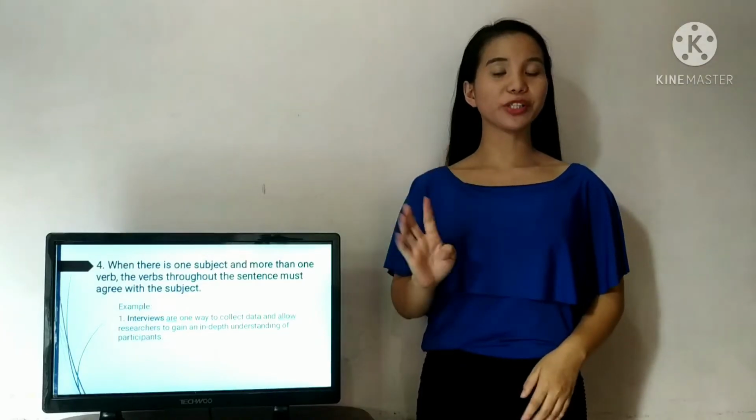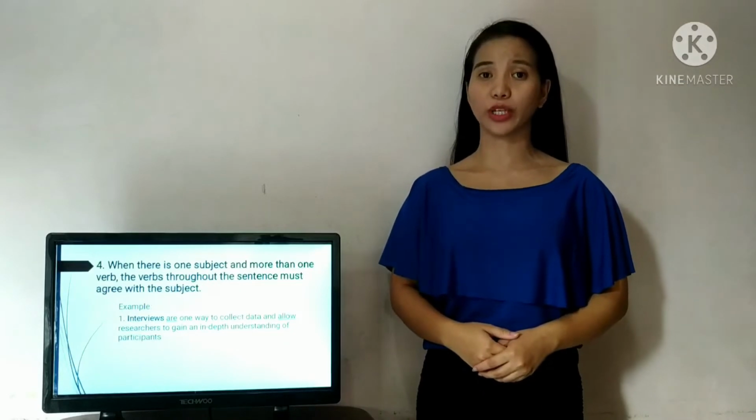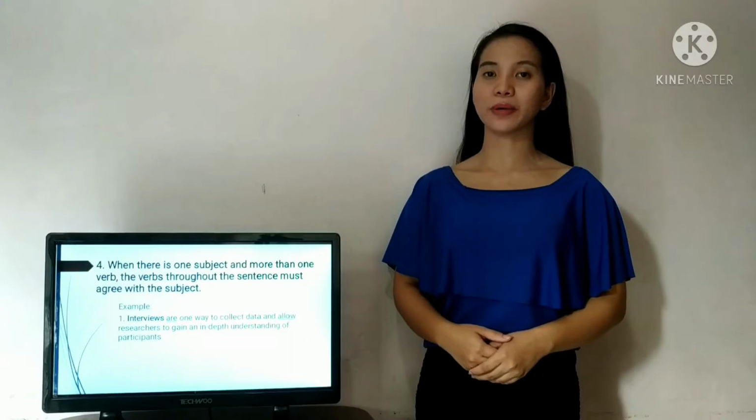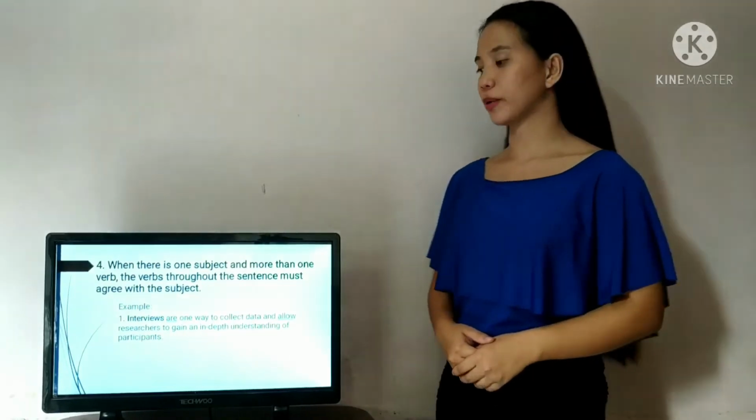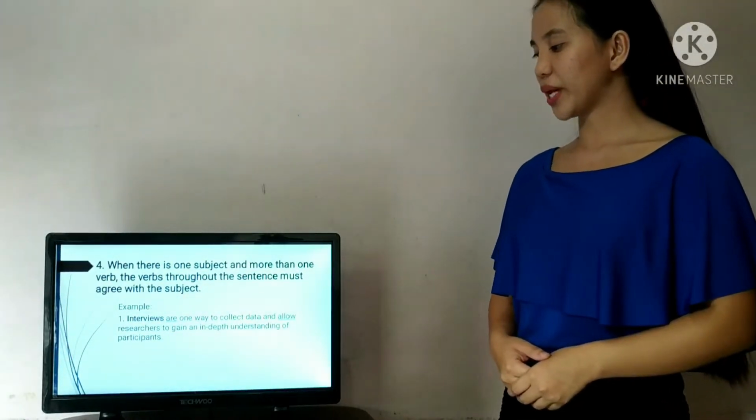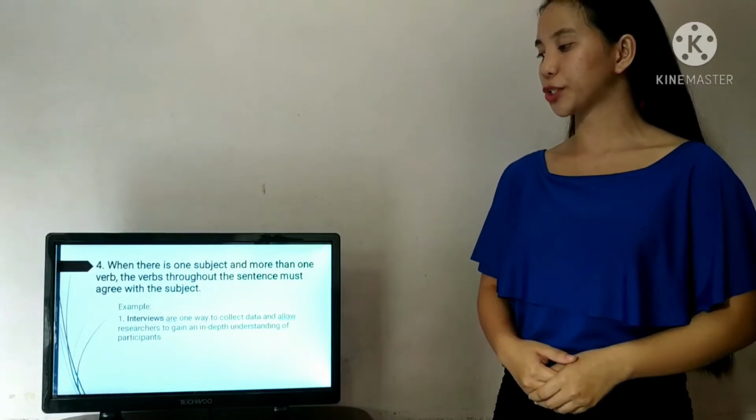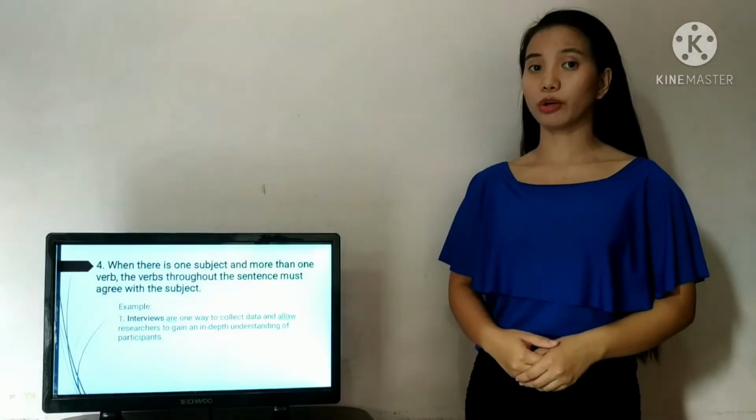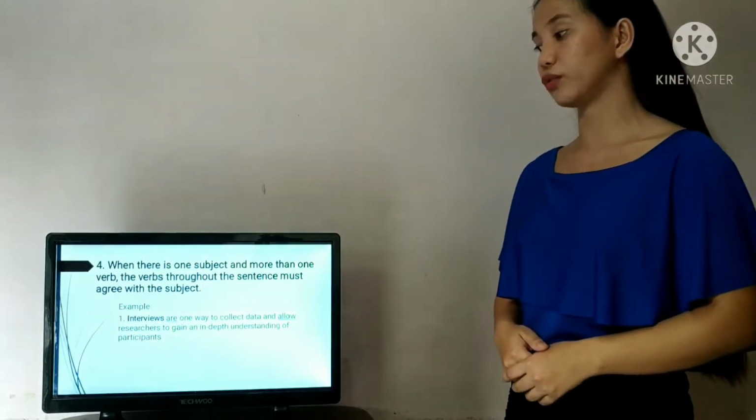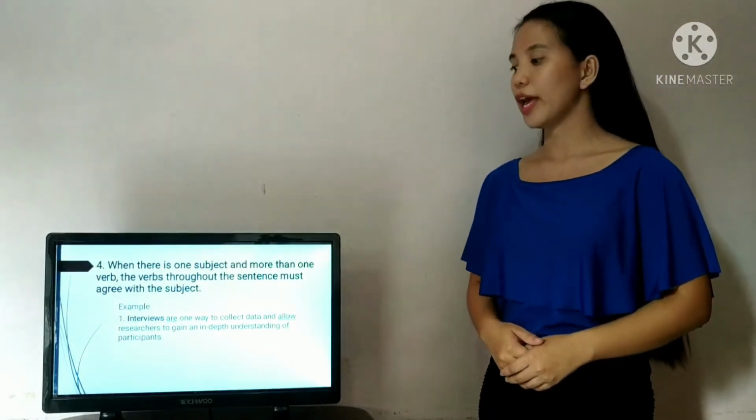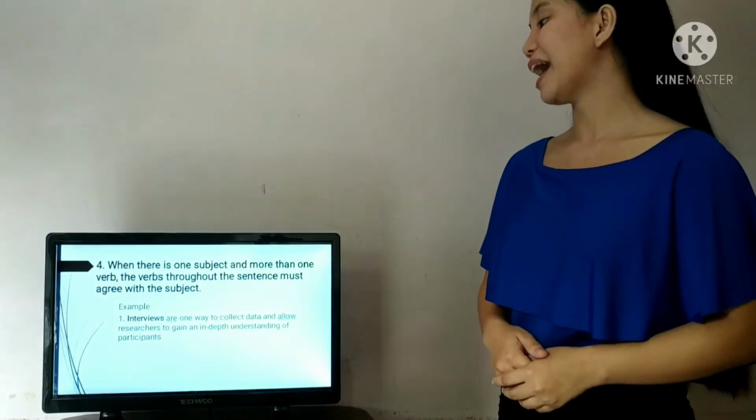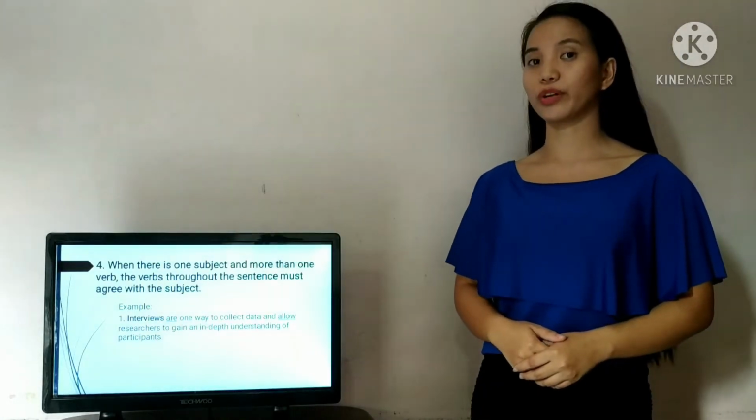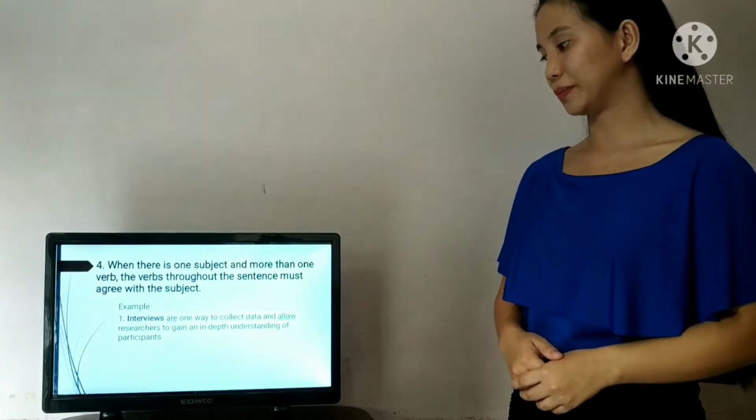Rule number 4 says that when there is one subject and more than one verb, the verbs throughout the sentence must agree with the subject. In our example, interviews are one way to collect data and allow researchers to gain an in-depth understanding of participants. In our example, we only have one subject, which is interviews. It is in the plural form, and 2 verbs, which are and allow. Since the subject is in the plural form, the verbs too must be in the plural form.